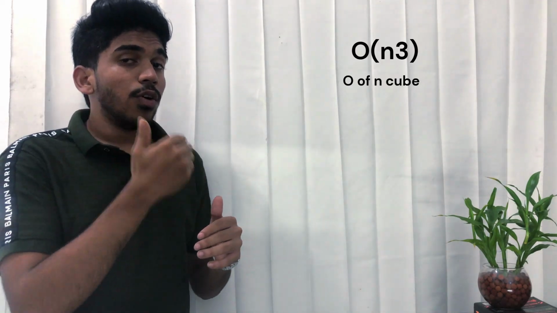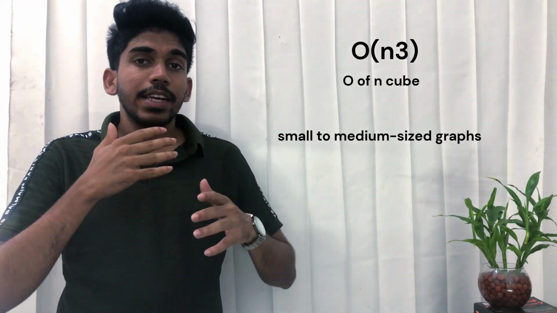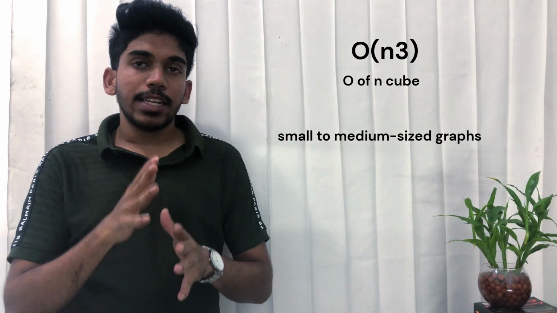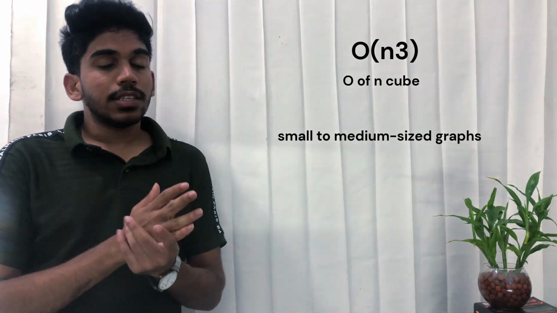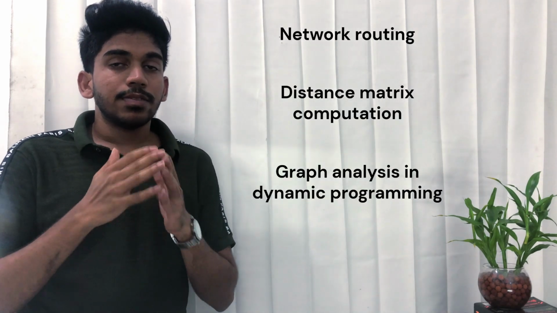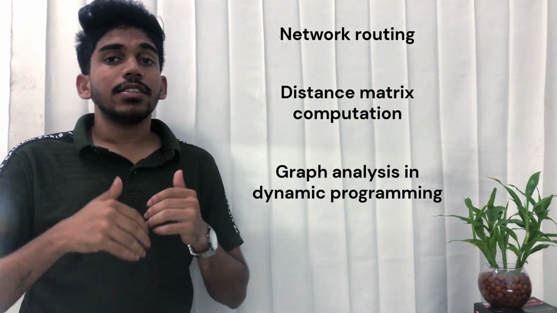The time complexity of Floyd-Warshall is O(n cubed). So, it is best suited for small and medium-sized graphs. Common use cases are network routing, distance matrix computation, and graph analysis in dynamic programming. Floyd-Warshall is a perfect example of dynamic programming on graphs. And that's the Floyd-Warshall algorithm explained step by step.